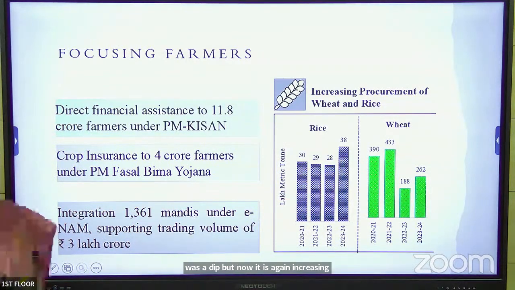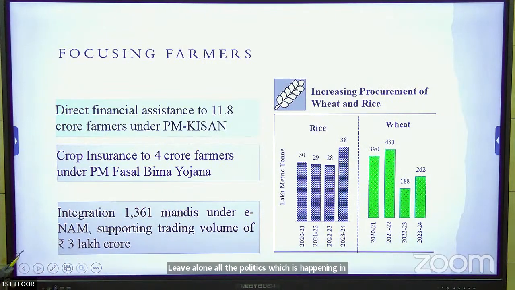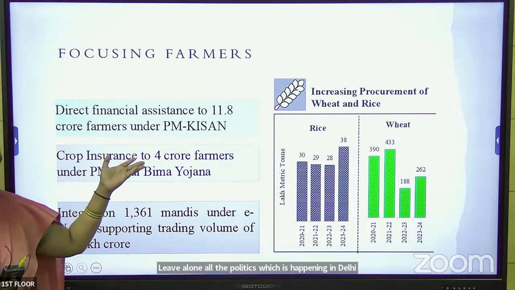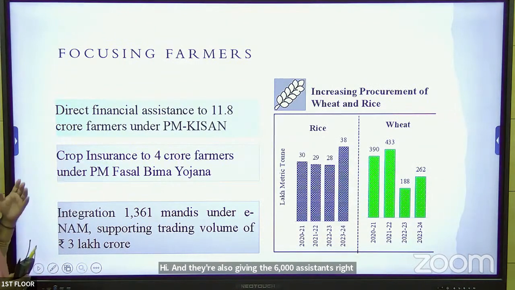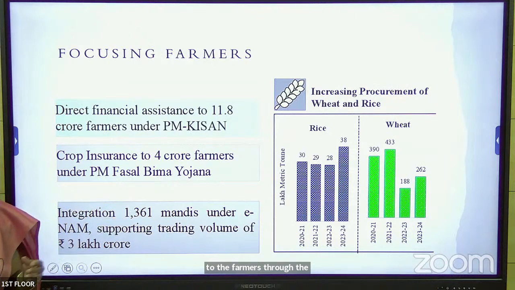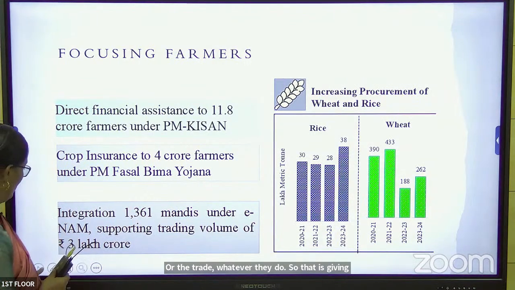Leave alone all the politics which is happening in Delhi, but let us assume that the graph is true and happening, right? And they are also giving 6,000 assistance to the farmers through the PM Kisan scheme annually, and you have lots of insurance schemes going on for the farmers in the form of Kisan Bima, Fasal Bima Yojana. And e-marketing is also eliminating a lot of intermediaries and helping the farmers reap the benefits of the sales or the trade, whatever they do. So that is giving them a good trading volume.